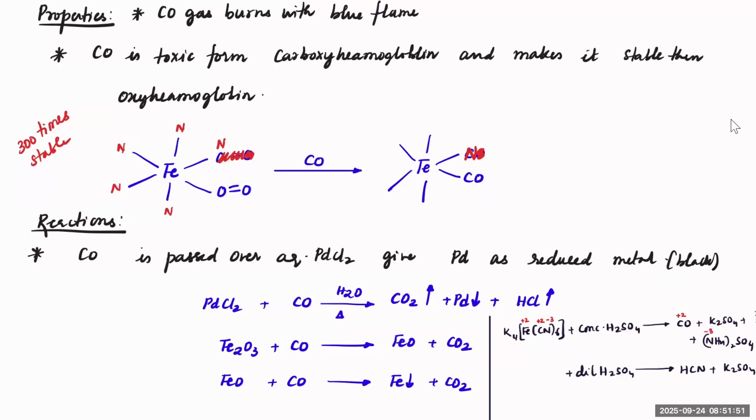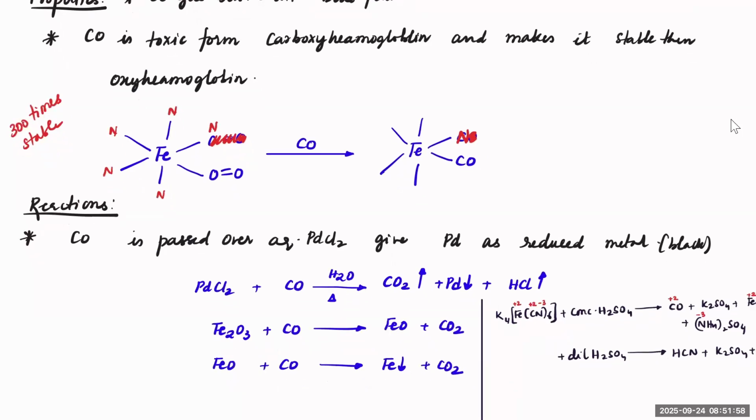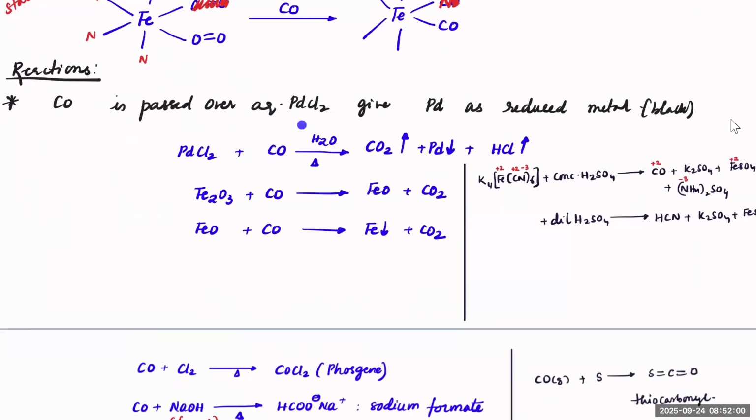So it is almost 300 times more stable than the oxygen carrying group. Next, carbon monoxide, when it is passed through aqueous palladium chloride, gives palladium as a reduced metal. You can see PdCl2 plus carbon monoxide is giving carbon dioxide, Pd will get reduced and HCl will be forming.